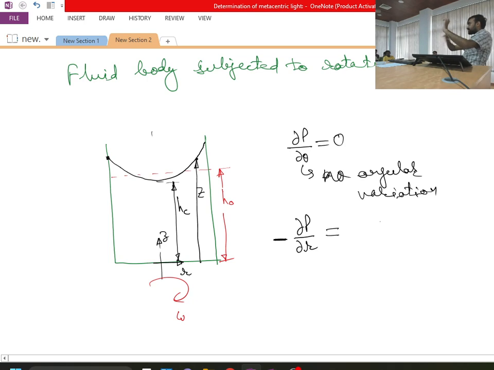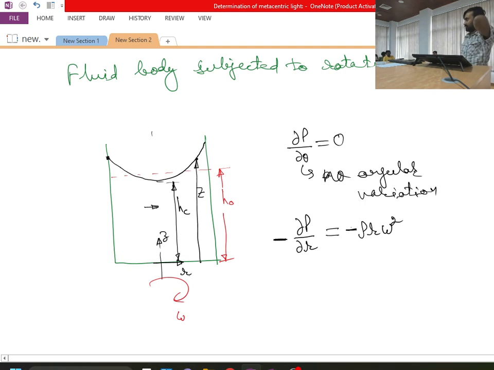Whenever you have a circulating object, we have nothing but the centripetal acceleration. If you have something tied to a thread and you keep rotating it, it experiences a centripetal acceleration. What is the magnitude of centripetal acceleration? r omega square for a rigid body. So on a per unit volume basis it will be rho r omega square. This centripetal acceleration acts in the inward direction. Since r is positive in the outward direction from the origin, it is coming inward, so it will have a negative sign.